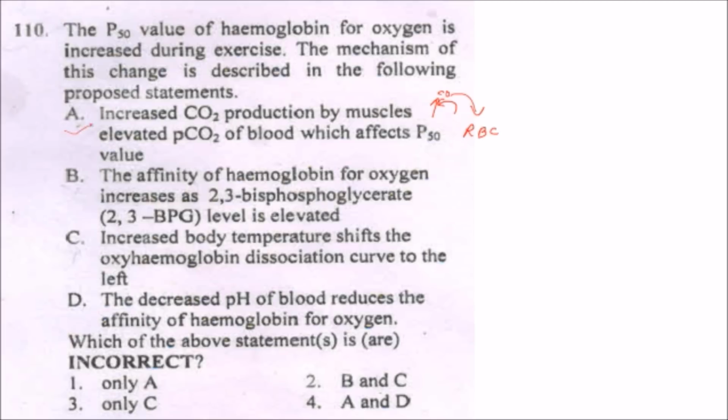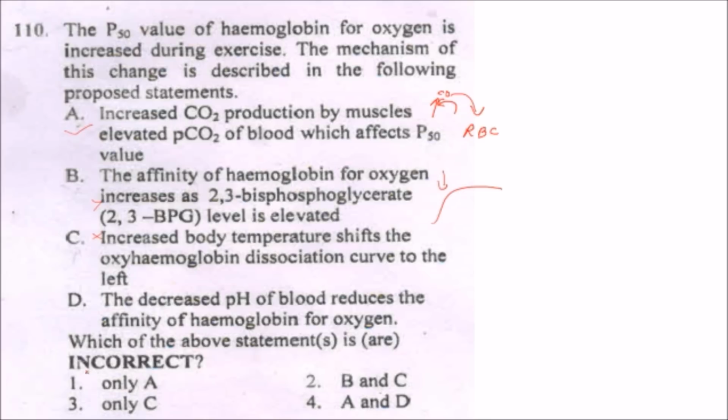So the answer is right. The affinity of hemoglobin for oxygen increases as 2,3... No, the affinity for oxygen decreases in the presence of biphosphoglycerate. Another is that increased body temperature shifts the hemoglobin dissociation curve to the left. No, it will shift the dissociation curve toward the right. So the statement is wrong here.